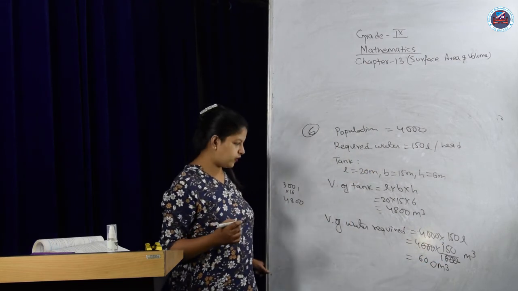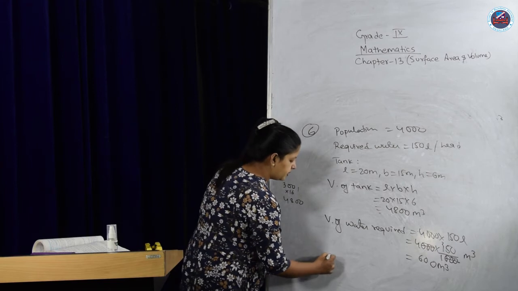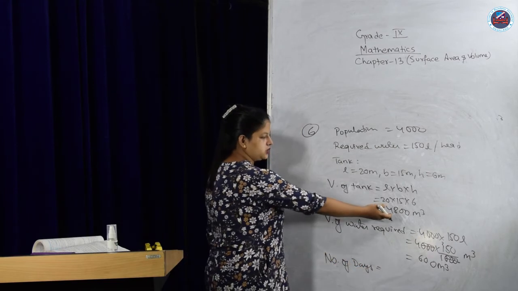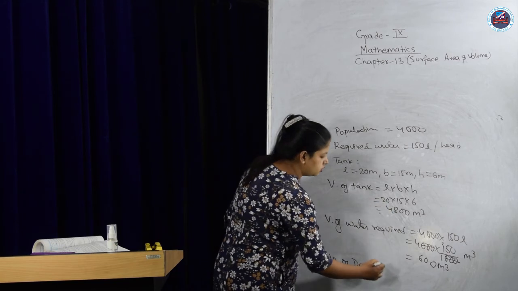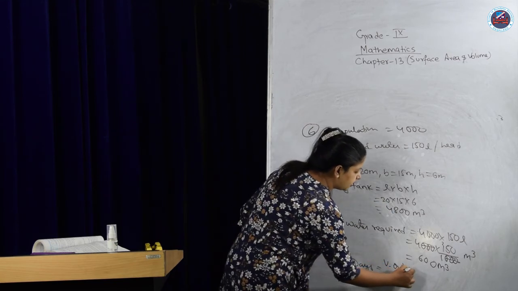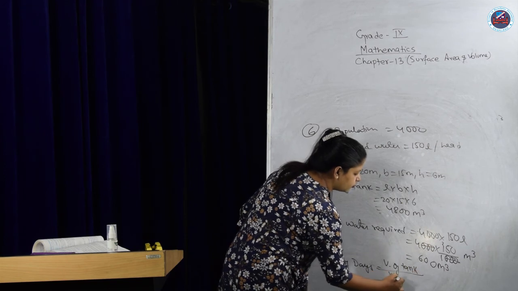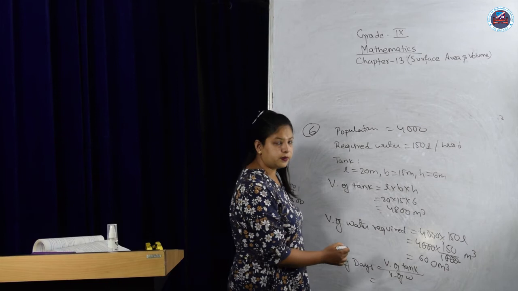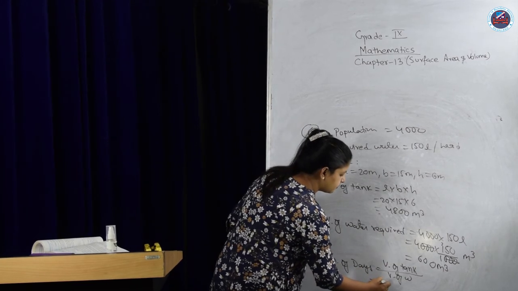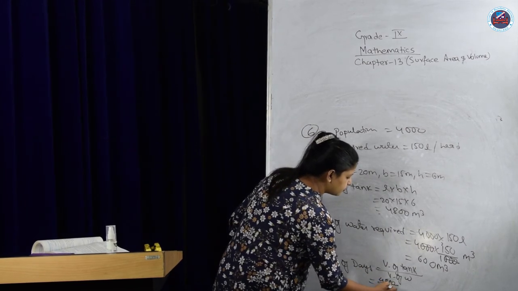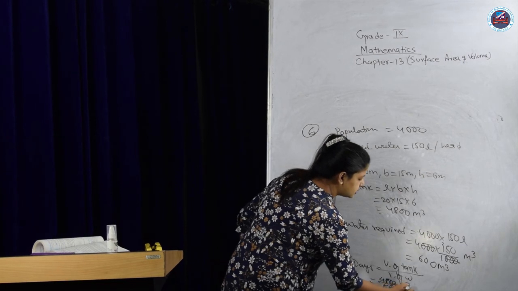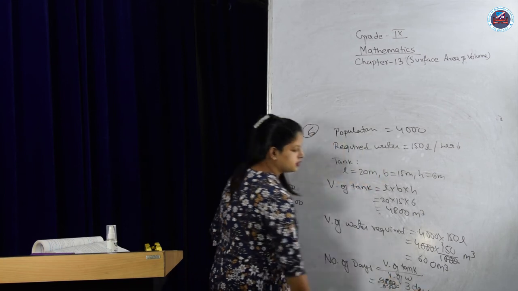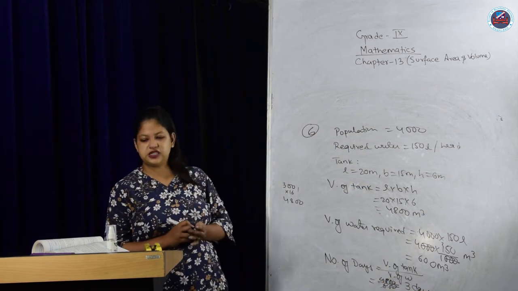Now finally, let us find the number of days. The bigger volume is obviously 4800, so volume of tank divided by volume of water required. That is 4800 by 600, which is 8. So the water would last for 8 days. Clear? So this is a bit different one.